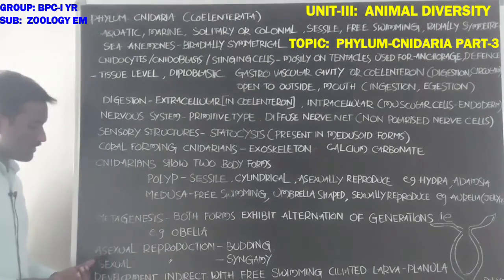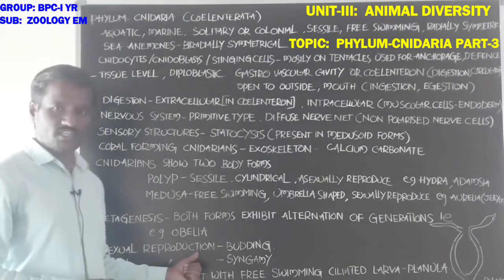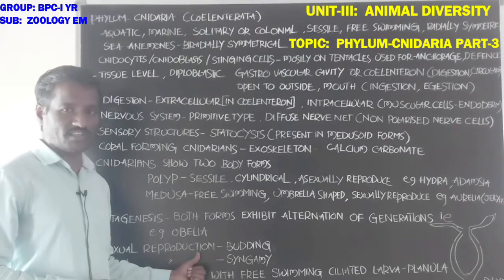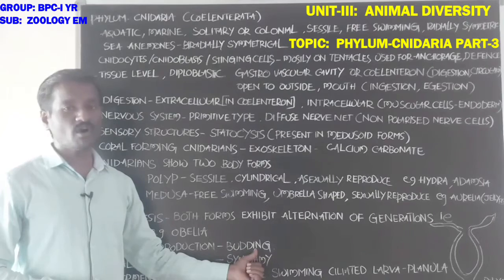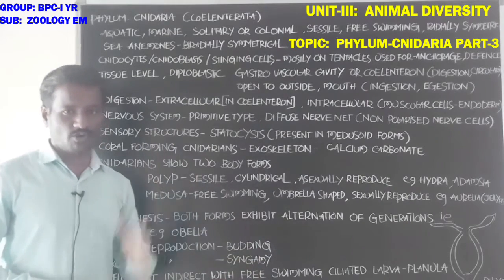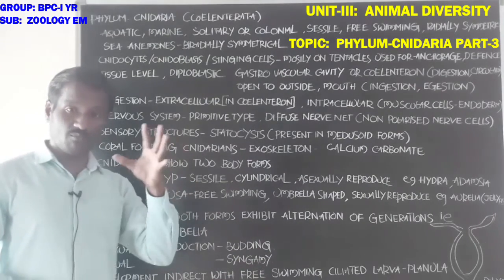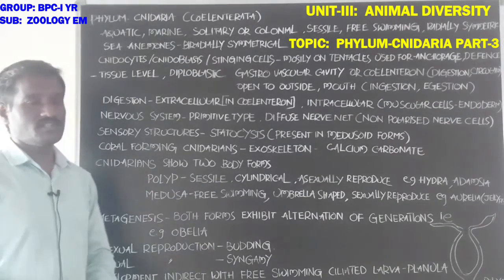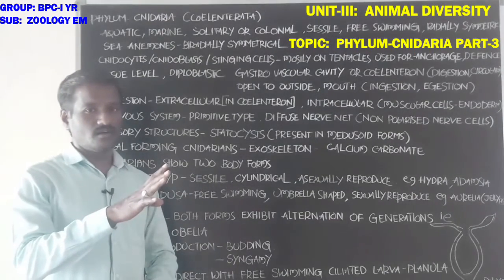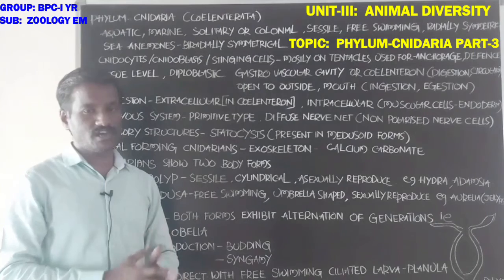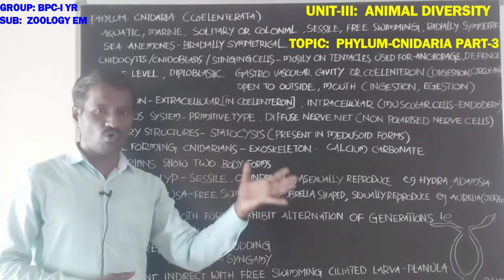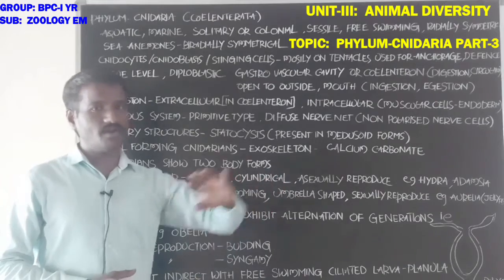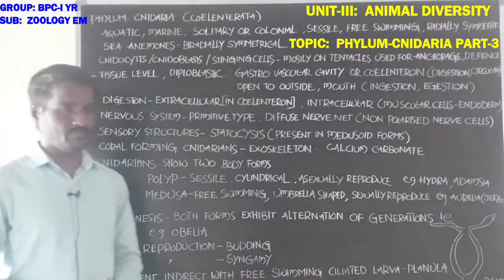Next, students, cnidarians go through asexual reproduction by budding. Budding is one type of asexual reproduction. Buds form on the outer surface of the body, and after some time they are removed from the body and develop into the adult.